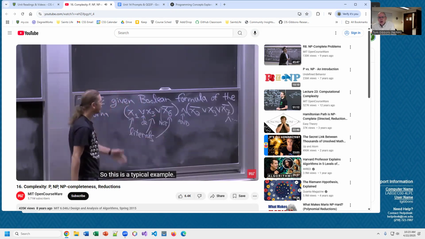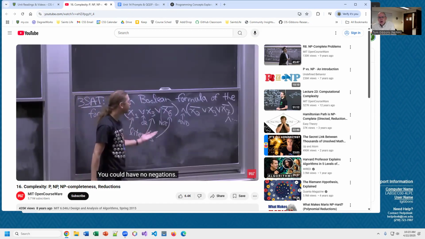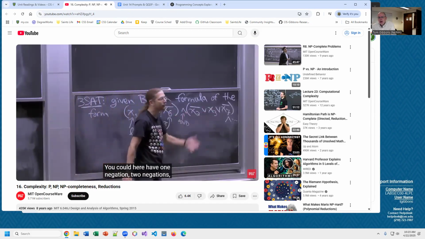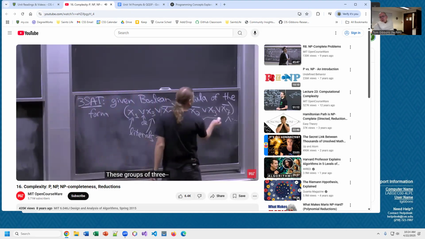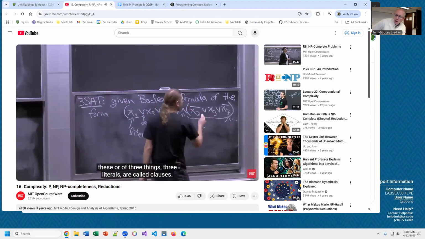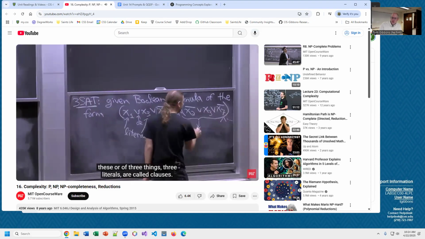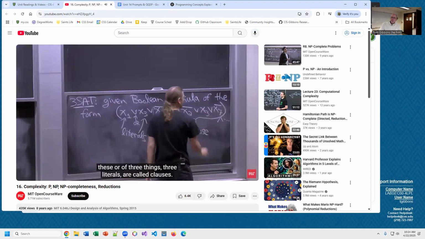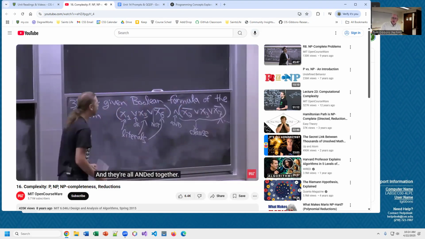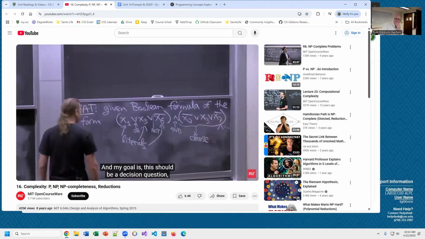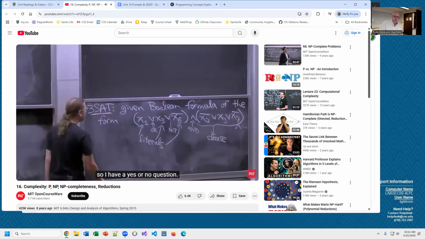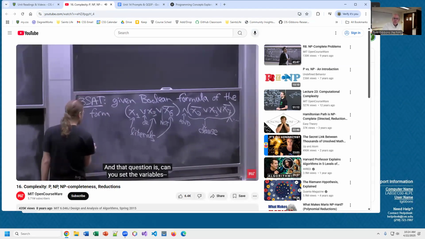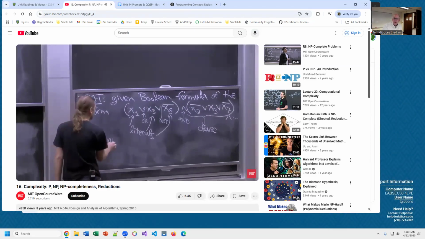Okay, so this is a typical example. You could have no negations. You could have one negation, two negations, any number of negations per clause. These groups of three literals are called clauses. And they're all anded together. And my goal is, this should be a decision question. So I have a yes or no question. And that question is, can you set the variables?